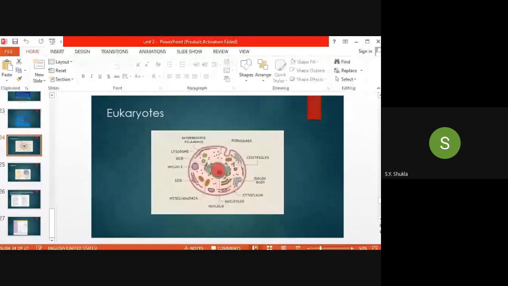Where are you? All of you. Formation of peptide bonds. Yes, formation of. Yes, Sakshi. Please pardon. One more time, please say.